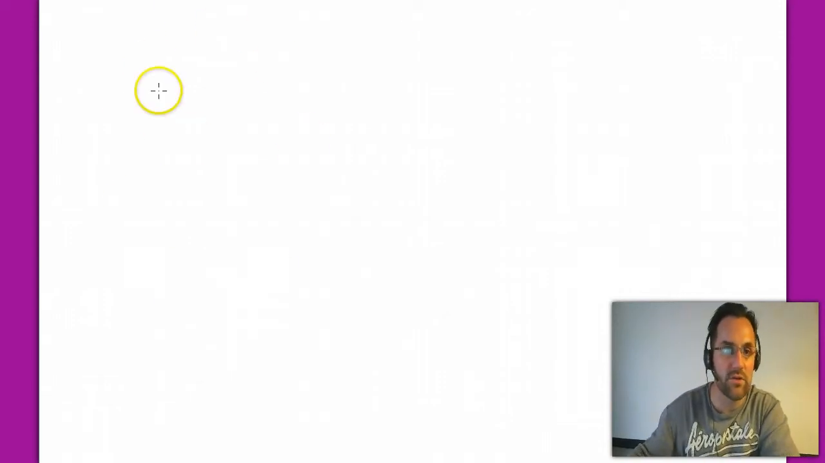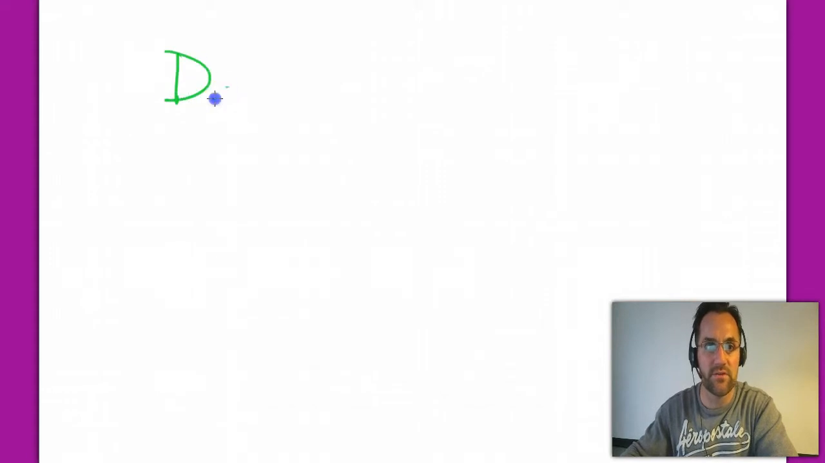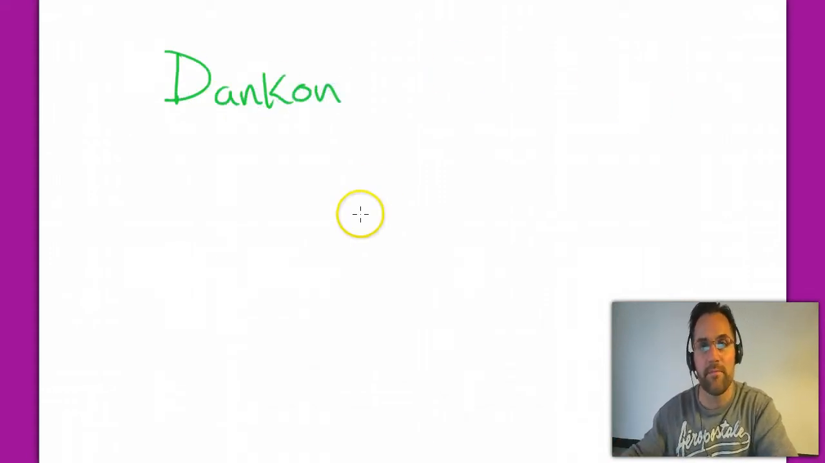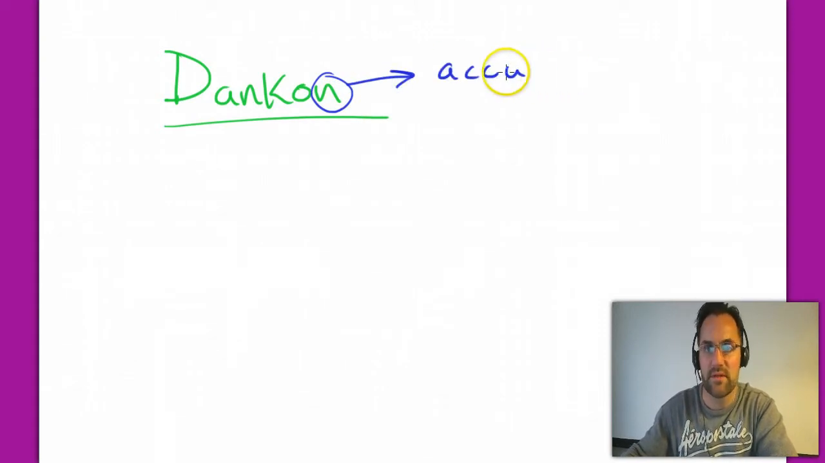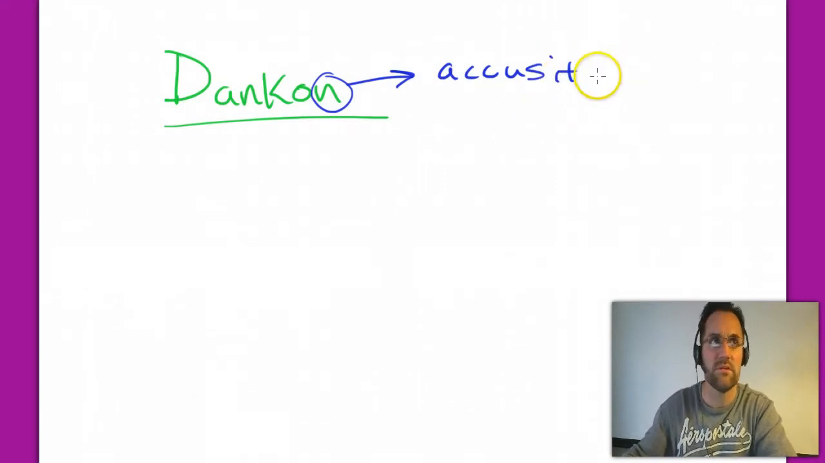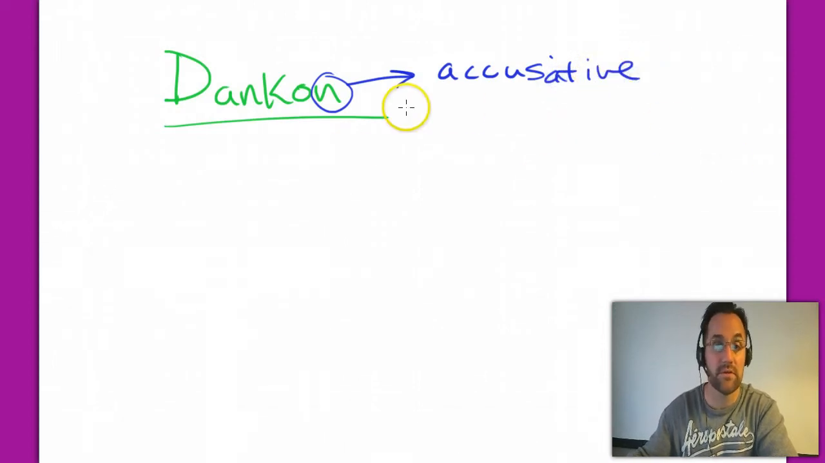Okay, so let's look at just a few of the sample ones. We're going to start with dankon. Dankon is an interesting word. Dankon means thank you, right? So we have the accusative n, and if you've looked at some of the other videos, we talk about the accusative n. Accusativo, I believe, is what it is in Esperanto. Accusative. I'm a terrible speller, especially in English.